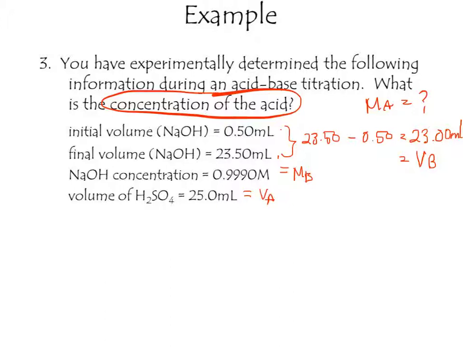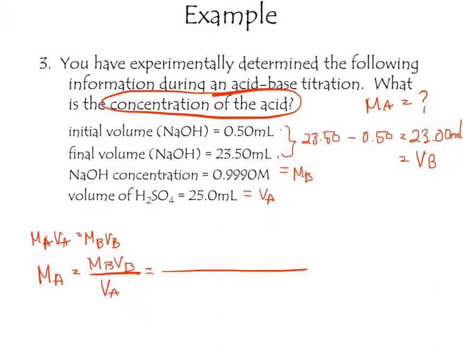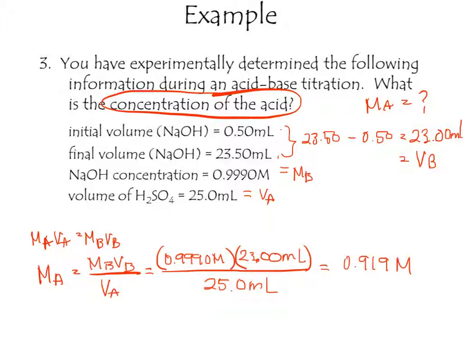Now we know all our variables from the titration. I can just do the same thing we've done in examples 1 and 2. I use the equation MAVA equals MBVB and rearrange it so I can calculate the concentration of acid. The equation should be MBVB divided by VA. If I plug in all my numbers, I get 0.990 molar times 23.00 mL divided by 25.0 milliliters. And our final answer should be 0.919 molar of H2SO4.